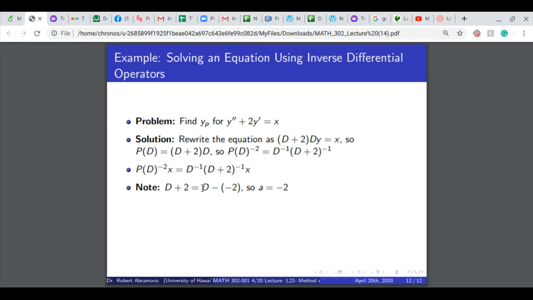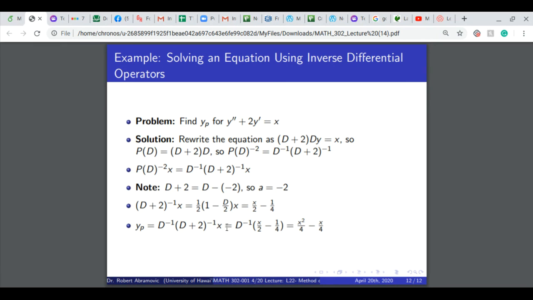Notice d plus 2 can be written d minus negative 2. So a is negative 2. We get negative 1/2 times 1 minus d over 2, acting on x. So what happens when you differentiate x? We just get 1. So 1/2 parentheses 1 minus d over 2 acting on x gives you x minus 1 over 2. Multiply by 1/2, you get x over 2 minus 1/4.